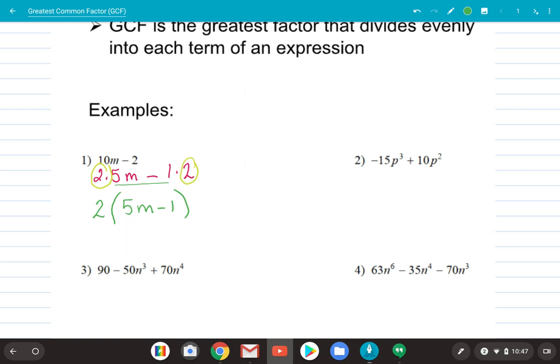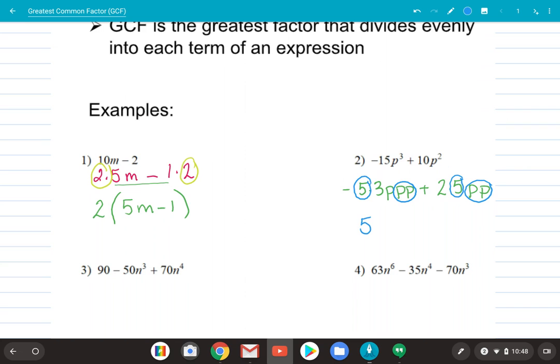All right, so the next one, negative 15p cubed plus 10p squared. So 15 is 5 times 3. I'm just going to put a negative in the front. Doesn't matter. P cubed means we have 3 p's. Plus 10 is 2 times 5 and 2 p's. Now I'm going to circle what numbers they have in common. So they both have 2 p's. Doesn't matter where you circle the 2 as long as we have them. And they both have a 5. So those are going to go out in the front.